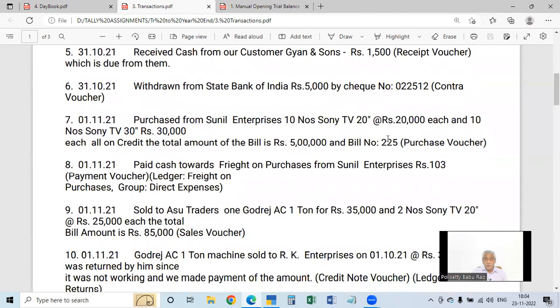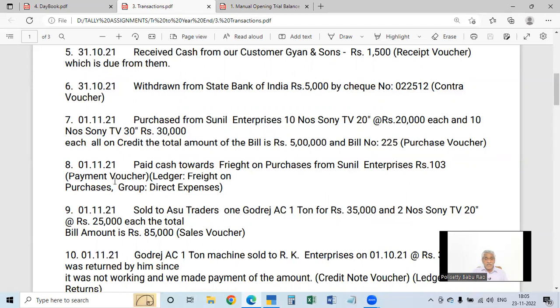When we purchased from Sunil Enterprise, after purchasing the goods, we have to bring the goods to our premises, our office. Sometimes the supplier will send them by charging the money, or sometimes he will send the goods without any transportation charges. But here, we paid 103 rupees for the freight on purchases. Freight means rent of the vehicle.